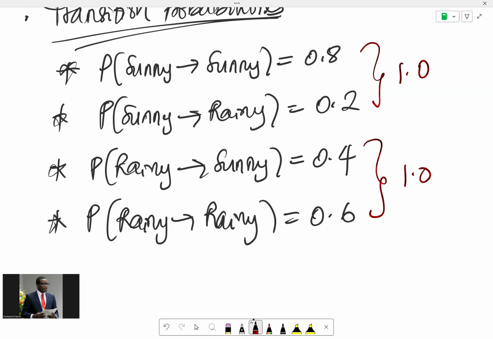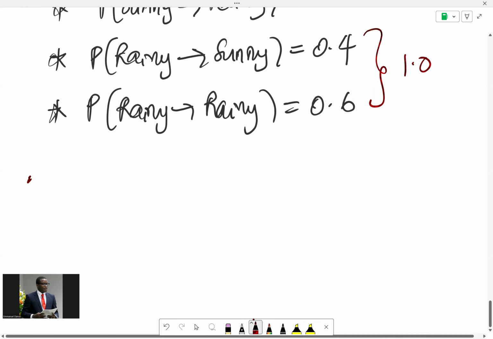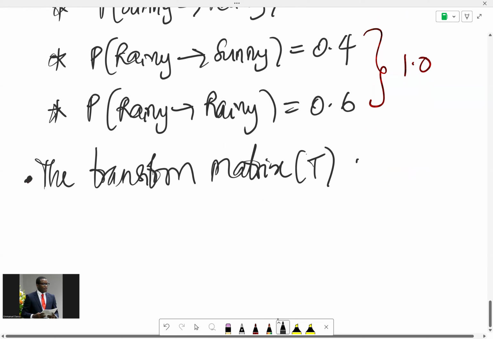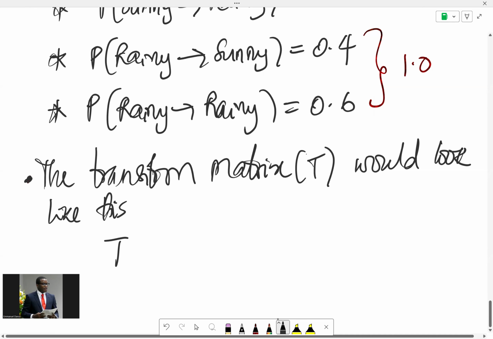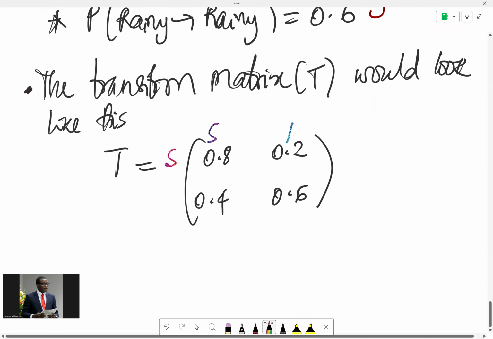Okay, so let's assume that's what we have. In that case, we can put the transition matrix together. The transition matrix, which you can call T, would look like this: T equals 0.8, 0.2, 0.4, 0.6. The rows and columns are sunny, rainy.